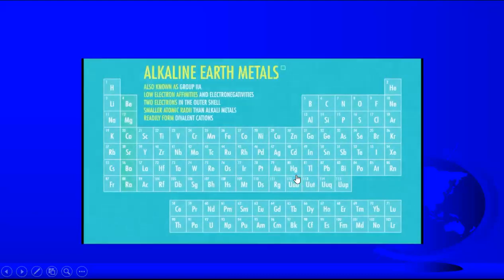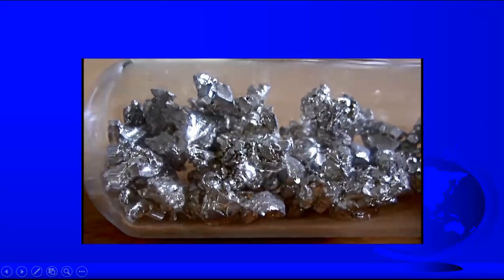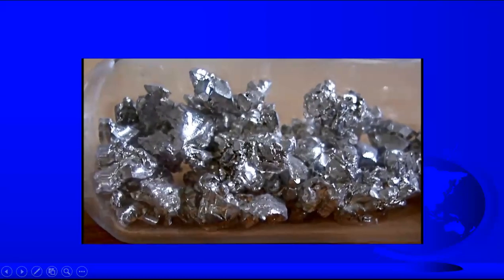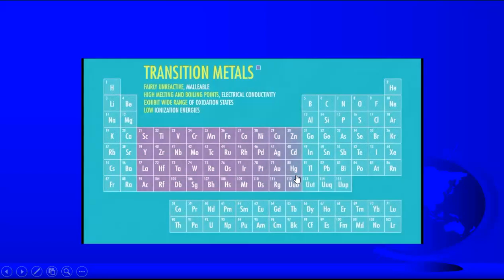Next, you have the alkaline earth metals, reactive metals, but not as reactive as the alkali metals, forming cations with 2 positive charges instead of just 1. Calcium, shown here, undergoes a very similar reaction to sodium and water, just a little more slowly, producing a little less heat. The middle body area of the table is made up of a nice solid rectangle of transition metals. These are the metals you think of as metals, with iron and nickel and gold and platinum. The majority of elements are metals.